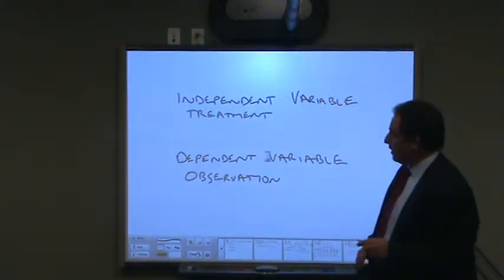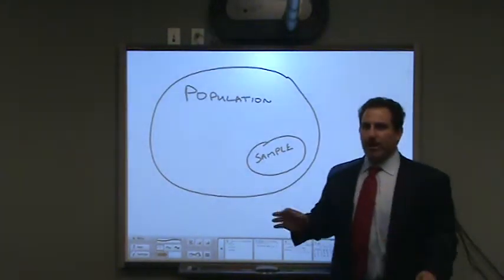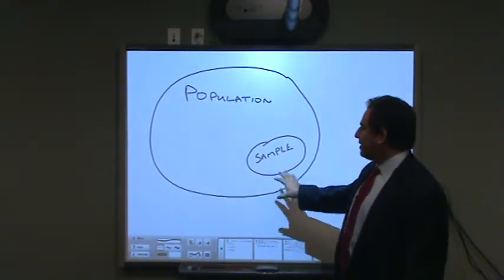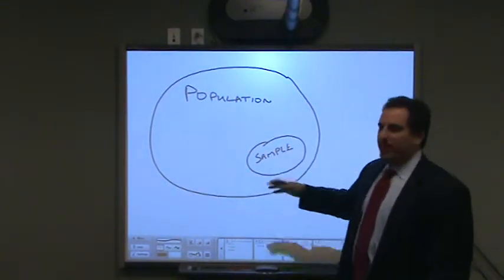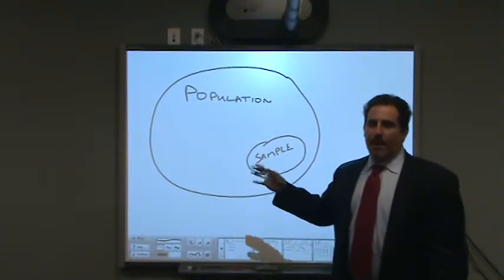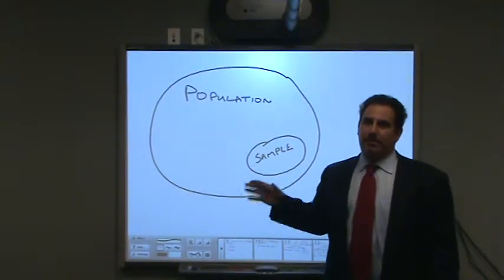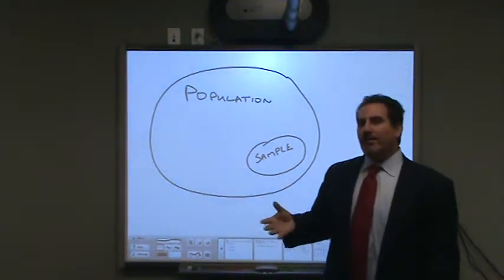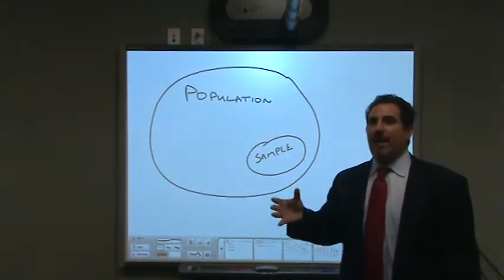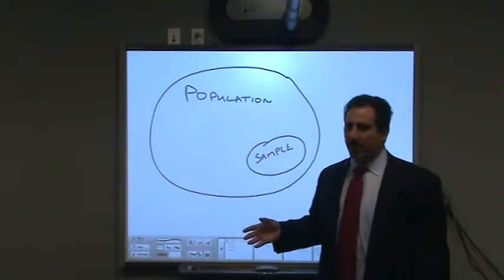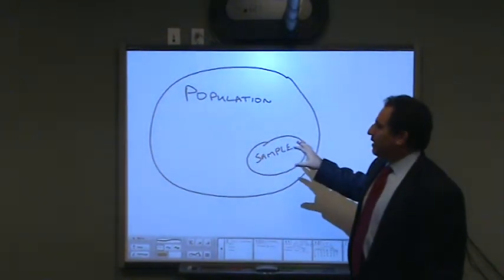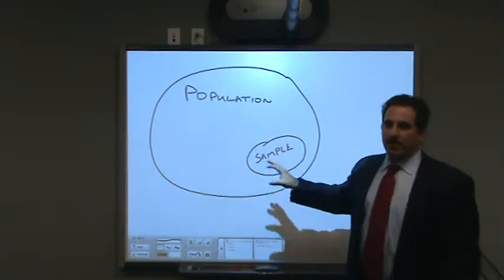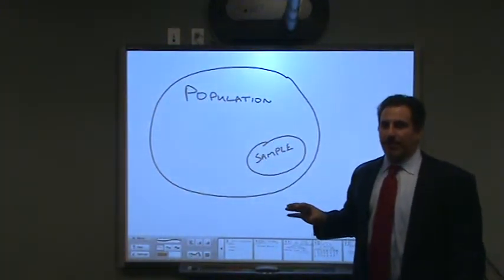The next concept that I just want to discuss briefly is the difference between population and a sample. We don't know what the population of sex offenders looks like on the penile plethysmograph because we haven't given a penile plethysmograph to every single sex offender out there. What we do know is what a sample of sex offenders looks like on the penile plethysmograph.